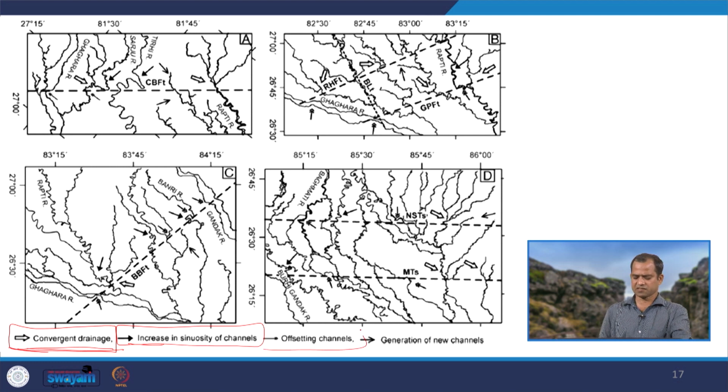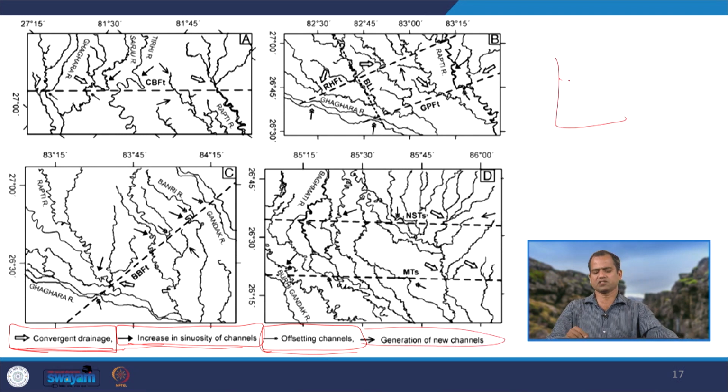Then offset channels: the fault is offsetting the channels, and you can see from these figures, whatever I am discussing here, all these are examples. And then generation of a new stream. That means once we have a fault system, erosion will take place from here, and new rills and gullies start forming, and finally a new stream will generate from here and will deposit sediment eroded from here, and the deposit will be here.